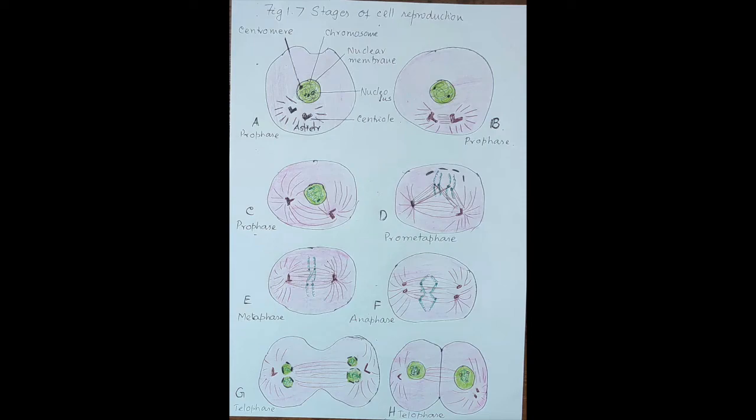Figure 1.7 shows the stages of cell reproduction. The 4 stages of mitosis are prophase, shown in figure 1.7 A, B and C, prometaphase in figure 1.7D, metaphase in figure 1.7E, anaphase in 1.7F, and telophase in 1.7G and H.